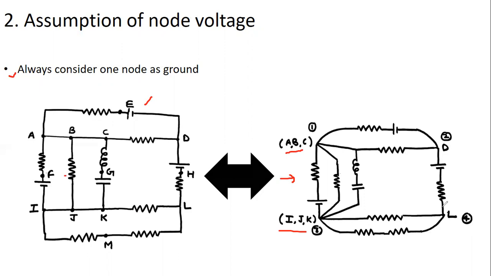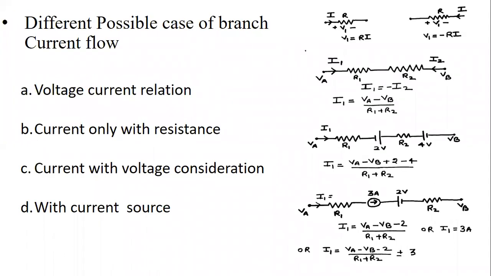So in assumption of node voltage, the first point is to choose one node potential as 0, and the second point is very important: the different possible cases of branch current flow. How the current flows in the branch.